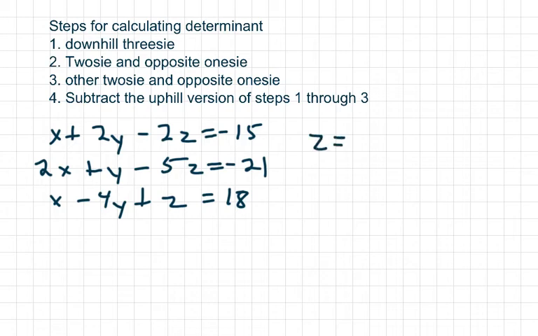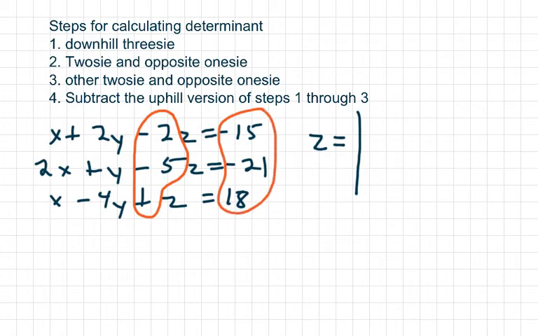So I'm going to say z equals this. I'm going to set up what looks like a determinant, but it's not going to be the determinant. I'm going to replace all of the z coefficients. So all of these z coefficients are going to be replaced with what I call the solutions. Now, if I was finding x, I would replace the x coefficients. If I was finding y, I would replace the y coefficients. Everything else stays in the exact same spot.